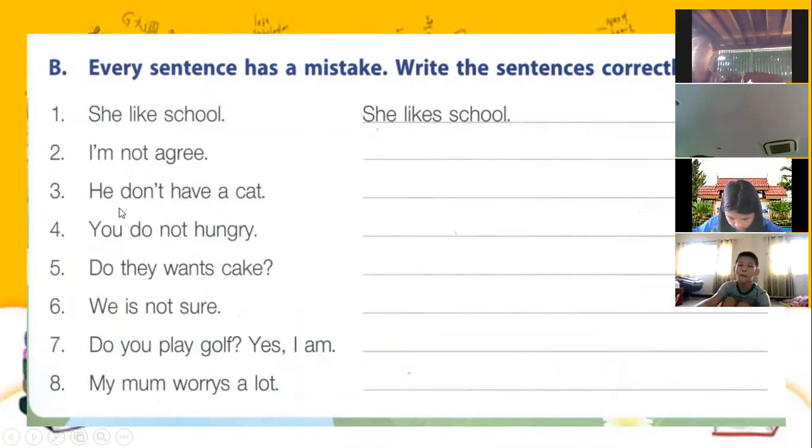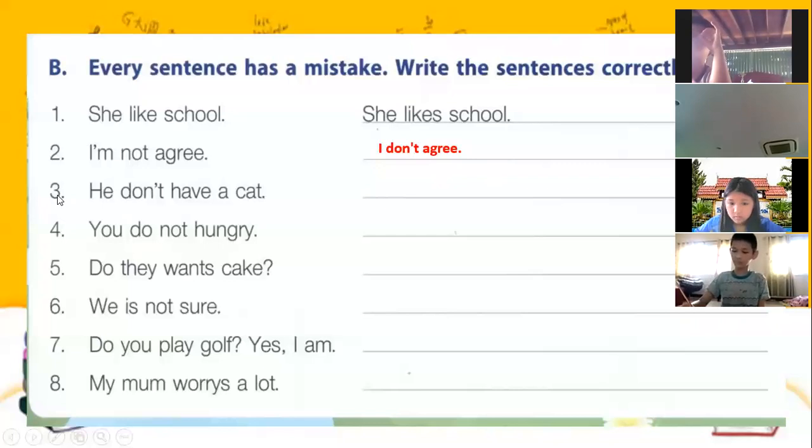Now, sentence number 2, I am not agree. What will the correct sentence be? Before not, what do we use? I, we, you, they. Don't. Very good. I don't agree.